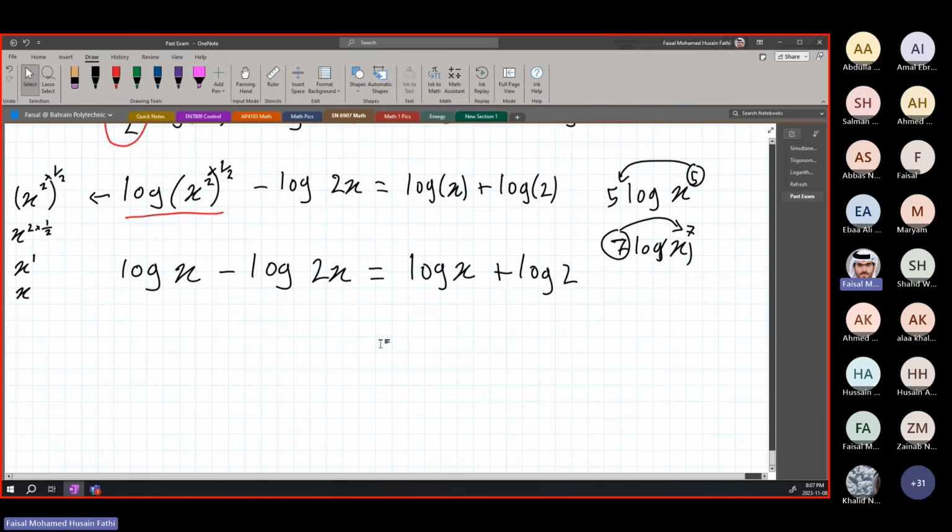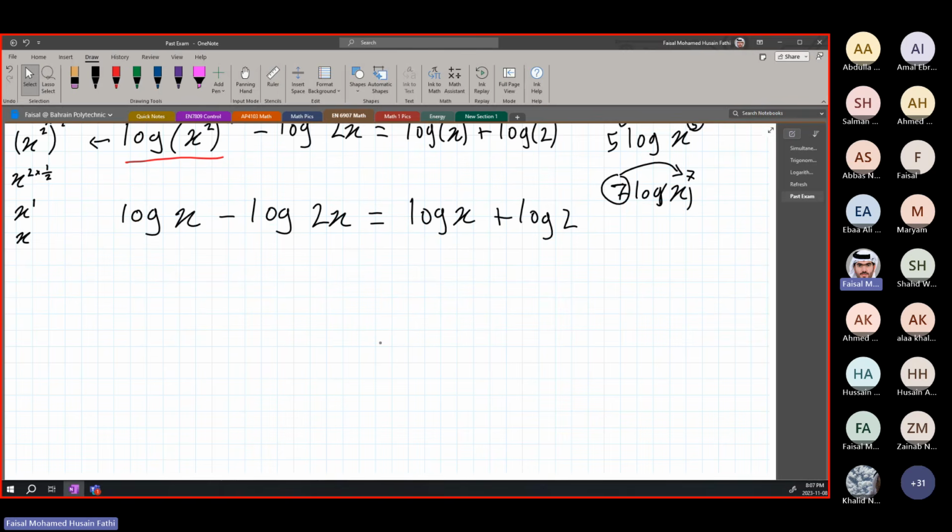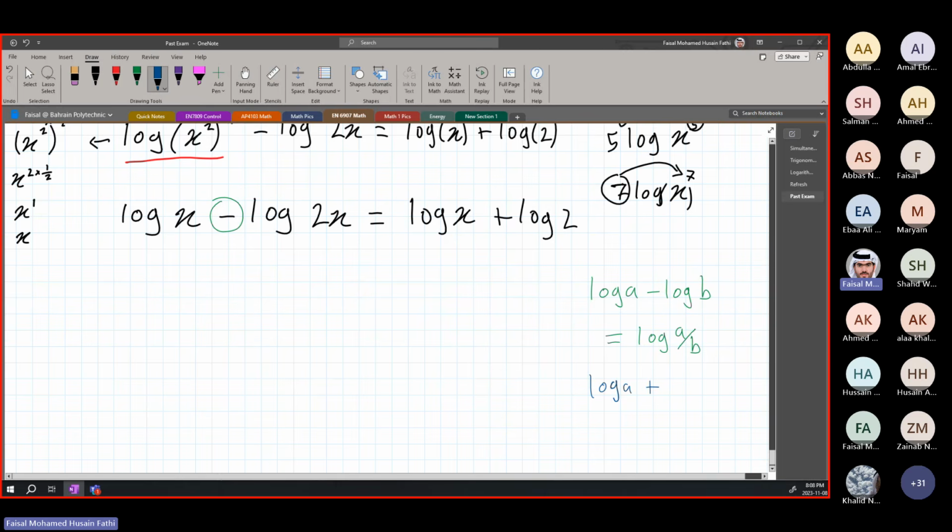Now, remember the second rule, the third rule. What was it? If we have subtraction between the two logs, we can combine them and make it into one log. So if we have log of A minus log of B, this is the same as saying log of A divided by B. This is the log rule. The third log rule is log of A plus log of B equals log A times B.